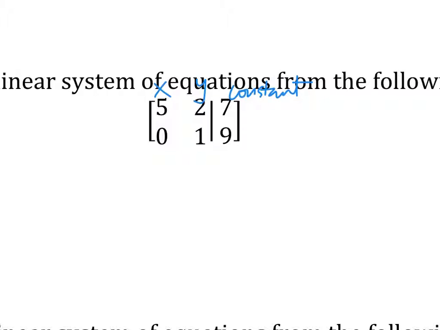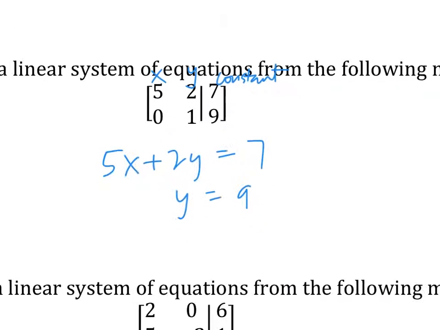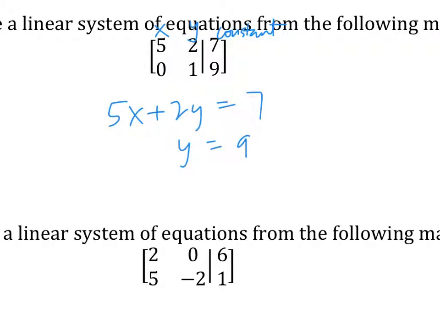Stephanie, do you have a question? No? Oh, okay. Okay, so for example, this first row, 5, 2, 7 becomes 5x plus 2y equals 7. Okay, the second row, 0, 1, 9. 0 means that there is no x, so you don't even have to put anything. It's just y equals 9. Okay, so that's how you go backwards. All right, let's have you guys try one.